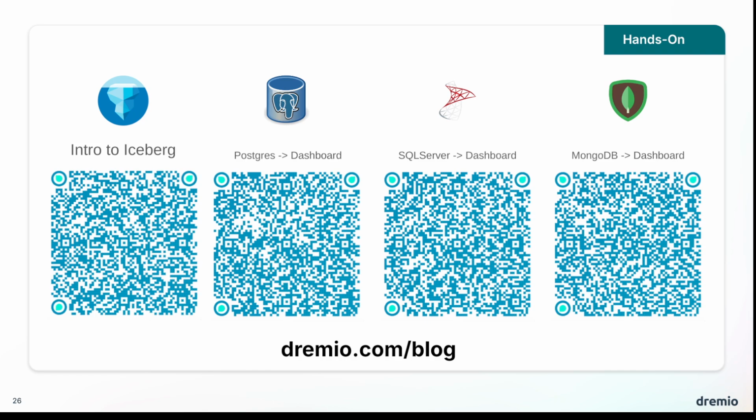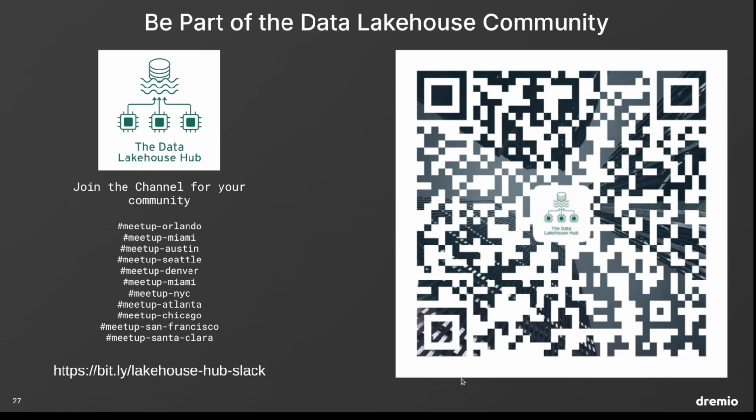In these three tutorials, what we're doing is ingesting from a source system like Postgres, SQL Server, or MongoDB, ingesting into Iceberg, and then building a dashboard off of it. So you can see that full workflow from ingest to BI dashboard. All of these are off the Dremio blog, so I highly recommend working through these. They definitely give you a lot more insight into how this kind of architecture could look.